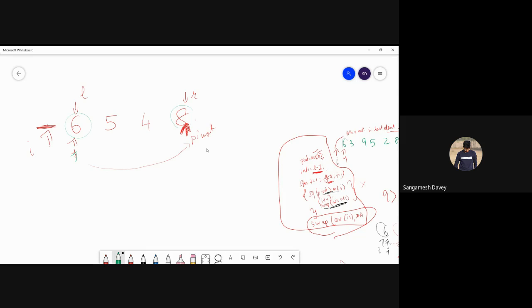The pivot element is greater. So what happens? I plus plus happens. I was pointing here. Right now, where will I point? I will point here back to the 6. So I is also pointing here. J was also pointing here. I have 5, 4, 8.